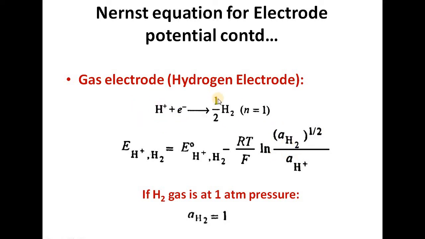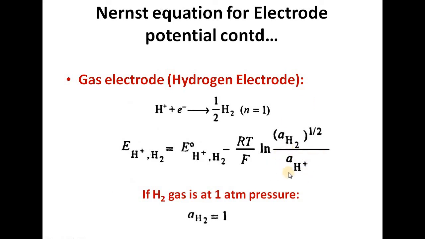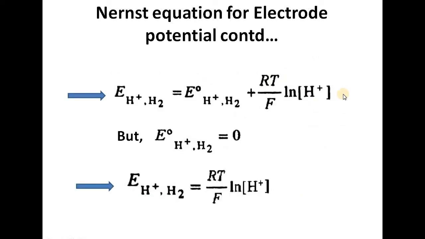Now as the hydrogen gas is taken at 1 atmosphere pressure in SHE, the activity will be equal to 1. So activity of hydrogen is taken here as 1. So the final expression for this one is: electrode potential of hydrogen electrode will be equal to standard electrode potential plus RT by F log natural H plus. Here we have replaced the activity of H plus by the molar concentration of H plus, and the sign changes to plus because we are taking the activity of hydrogen ion in the numerator now in terms of molar concentration. So we are getting plus here.